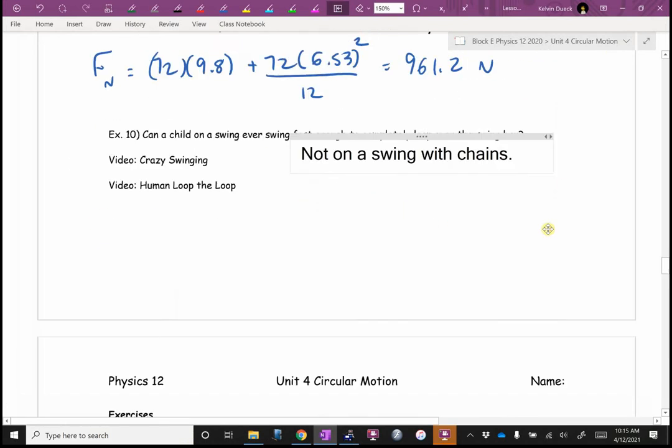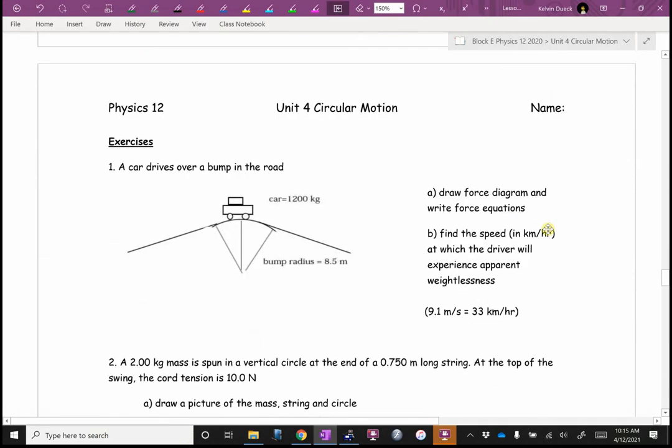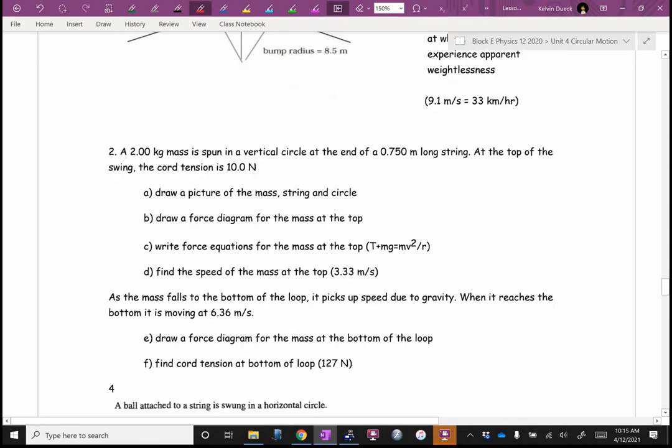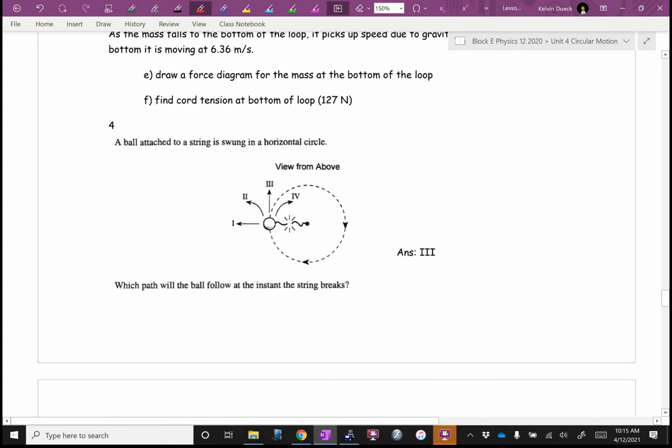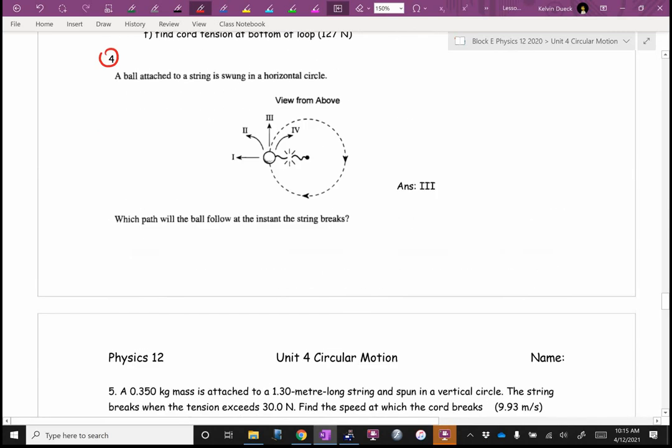What's your homework? The take-home quiz that I gave you? Number one. Two is good. I already circled number one if you were paying attention. But you can skip number three. He'll figure it out. Four is good.